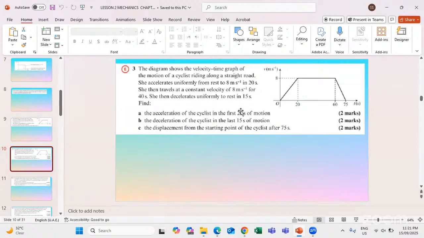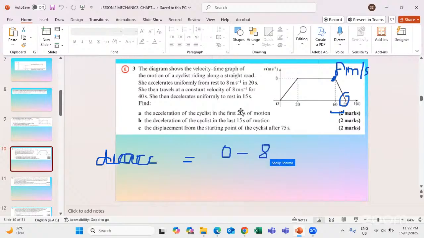Now they said in the second part, the deceleration of the cyclist in the last 15 seconds. If you see the last 15 seconds, this is from 60 to 75. Time is increasing, but velocity was 8 meters per second, and then it starts reducing and becomes 0 after 15 seconds. So again we do the same thing, finding the acceleration, or you can say deceleration. Final velocity is 0, initial velocity is 8, divided by 15.